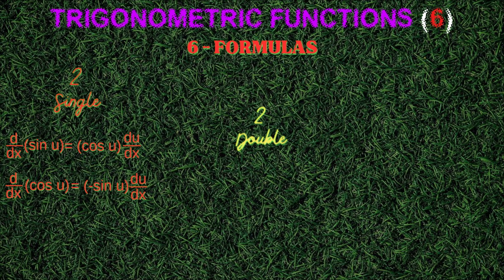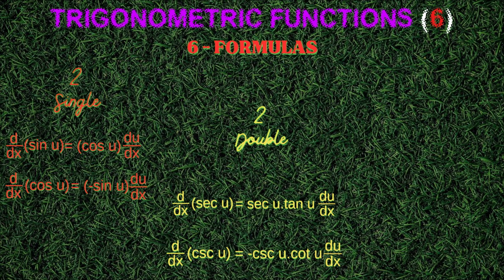For double, or dalawa yung trigonometric function na sagot, we have sec u and cosecant u. For the derivative of secant u, we have sec u tan u du dx. For cosecant u, we have negative cosecant u times cotangent u times du dx. So dito, dalawa yung trigonometric function na sagot, like sec u tan u and negative cosecant u cotangent u.